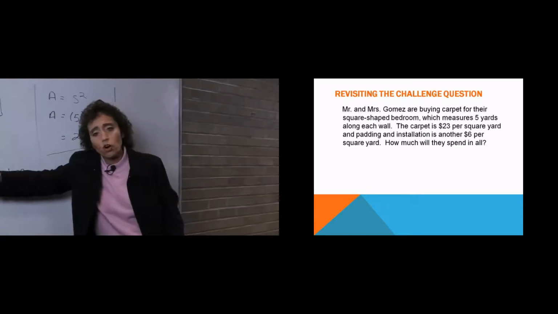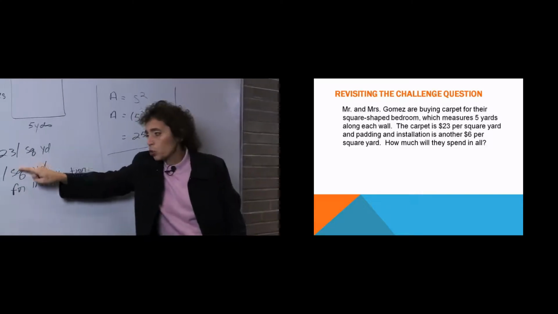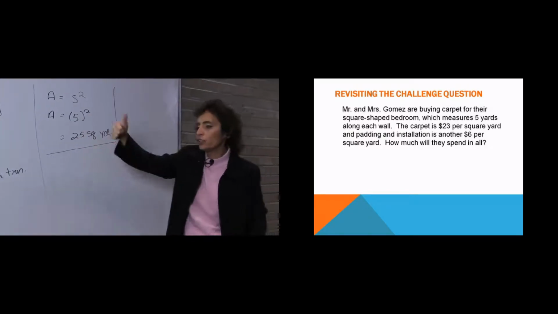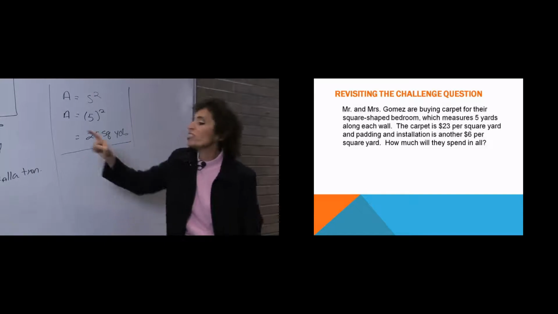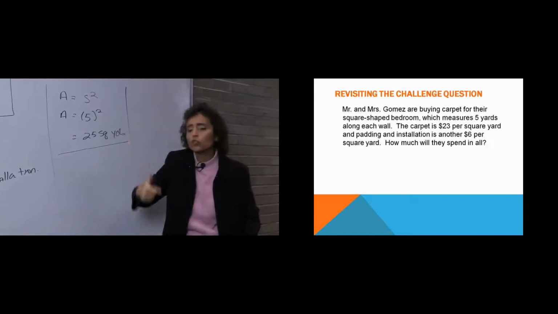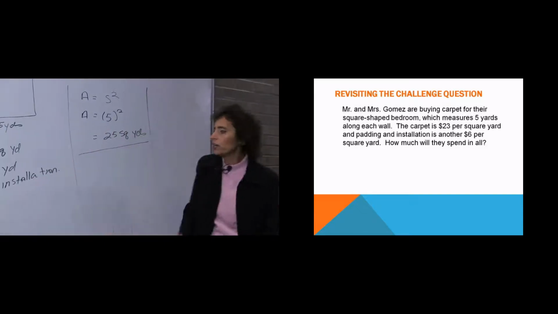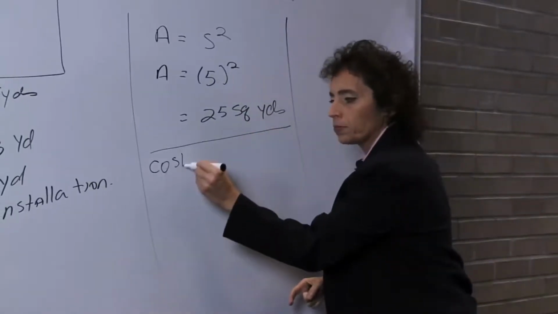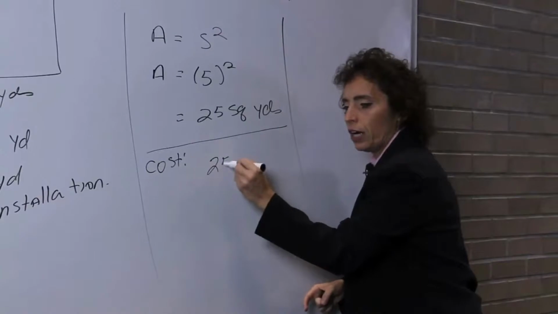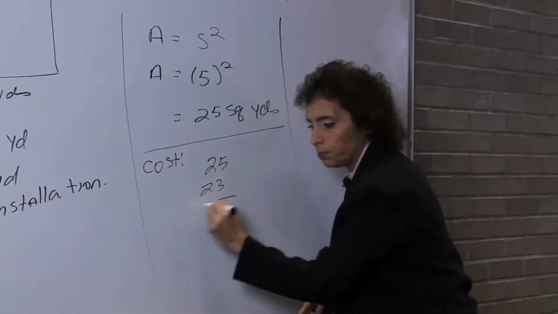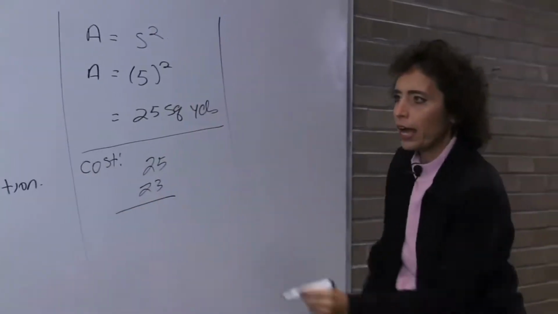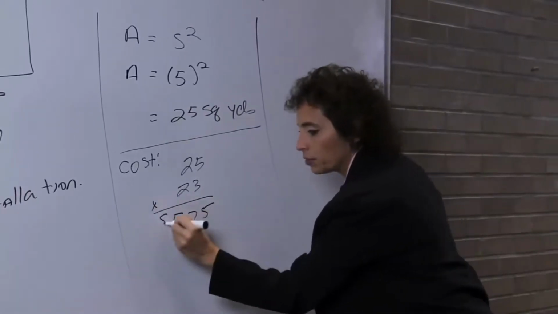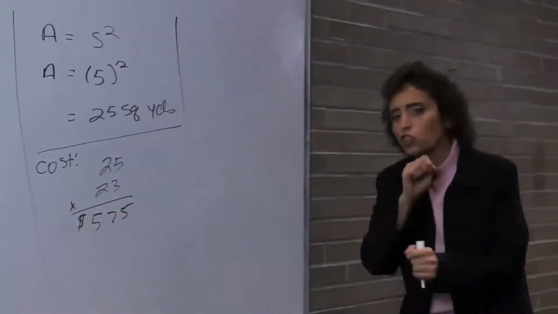But the cost of the carpeting is $23 per square yard. So we're going to have repeated addition here: $23 for the first yard, $23 for the second yard, all the way up to 25 yards. So the cost is 25 times 23. If we multiply that, we'll get $575. So that's the cost of just the carpeting.